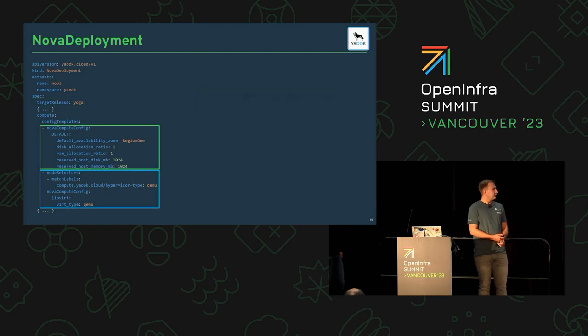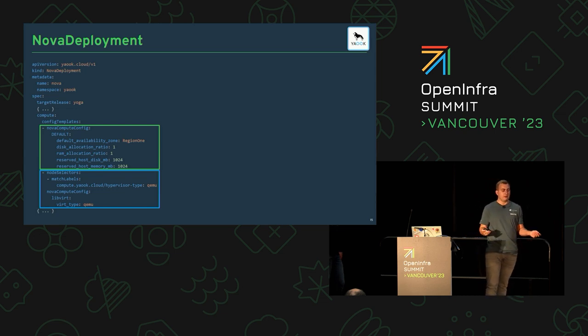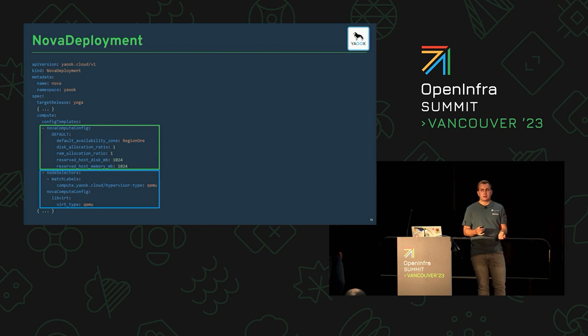What you can also see are these two config sections. The green box would be a config that would be on all compute nodes. In the Yaook context, a compute node would be defined by a label in Kubernetes that would look something like compute.yaook.cloud/hypervisor true, which tells all the Yaook operators this is a hypervisor. And if you don't have a special node selector, this config would be rolled out to all of the nodes. Here I have just a few examples, like the default availability zone or some other configs. And in the blue box, you see a config that is selected via a node selector and will only be applied to nodes where the hypervisor type QEMU label is set. There I just set some extra Nova compute config regarding the virtualization type.